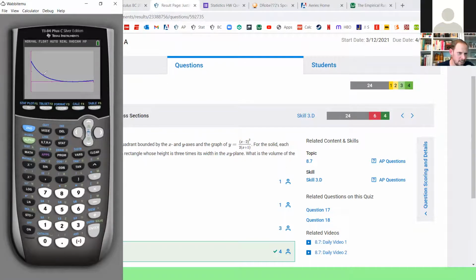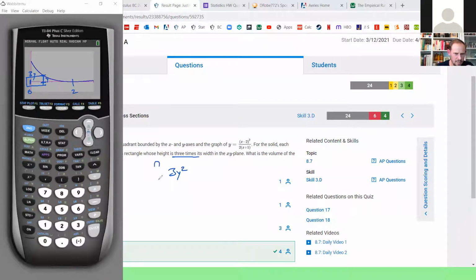All right, so we're making cross sections coming out of this guy. So this is one of our cross sections, and that's just y. And then it says we're coming up and it's 3 times the width. So when we come up to make our cross section, we're making 3y. So it's y times 3y, so it's 3y squared is what we want to integrate. And we're going to integrate from 0 to 2.